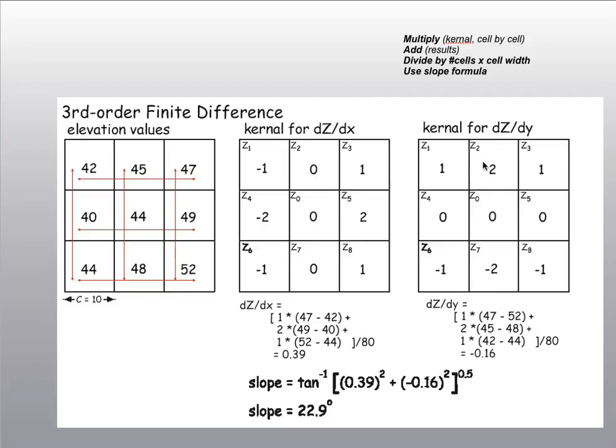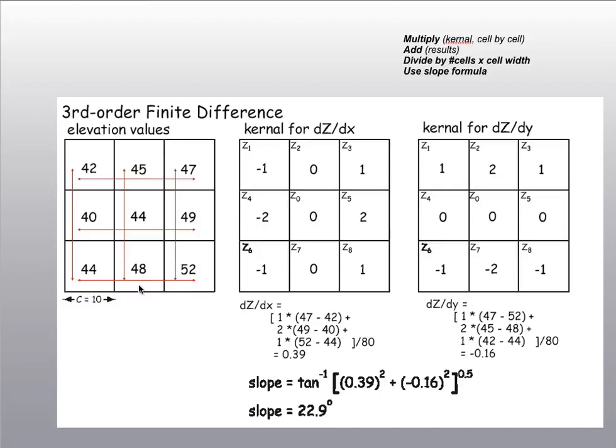Same thing with the dz dy. Again, I'm going to weight the central cell more, but I want to include the weights from these two side cells. And so I'll do that, and I get a little bit different dz dy. The formula is the same in all these cases. I just have different input. So I get this 0.39 squared plus 0.16 squared. Take the square root of the sum of those, and I get a slightly different calculation for the slope.